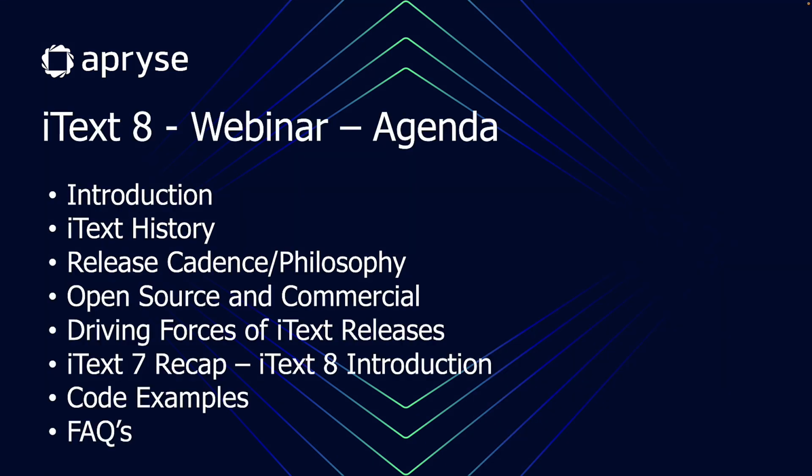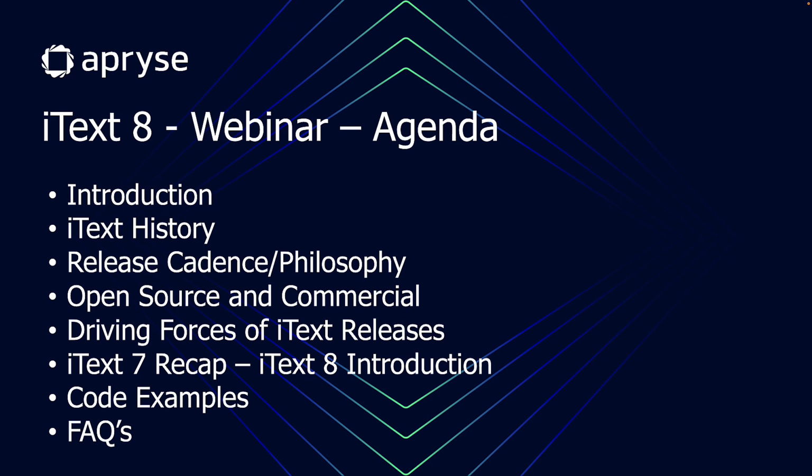Okay, here's the agenda that we'll be following today. Brief introduction, which we've just done. We'll talk about the history of iText. We've been around for 20 plus years. We'll talk about our release cadence and the philosophy behind the frequency of our releases. We'll also talk about our two different licensing options here, both for open source as well as commercial. We'll dive into that a bit.